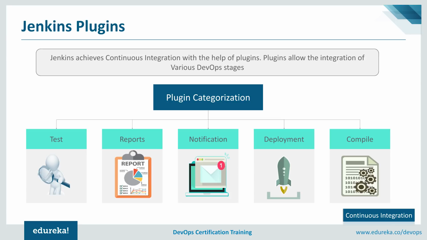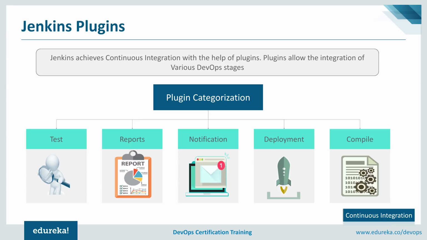Now, plugins allow the integration of various DevOps stages that I just mentioned. So, if you want to integrate a particular tool, you just need to install the plugin for that particular tool. For example, if you want to integrate Git, Maven 2 project, HTML publisher, etc., you just need to install the plugins for these particular tools, which I'll be showing you in the hands-on part, right? Now, apart from that, plugins are categorized into various types like the test plugins, the report plugins, the notification plugins, the deployment plugins, and the compile plugins.